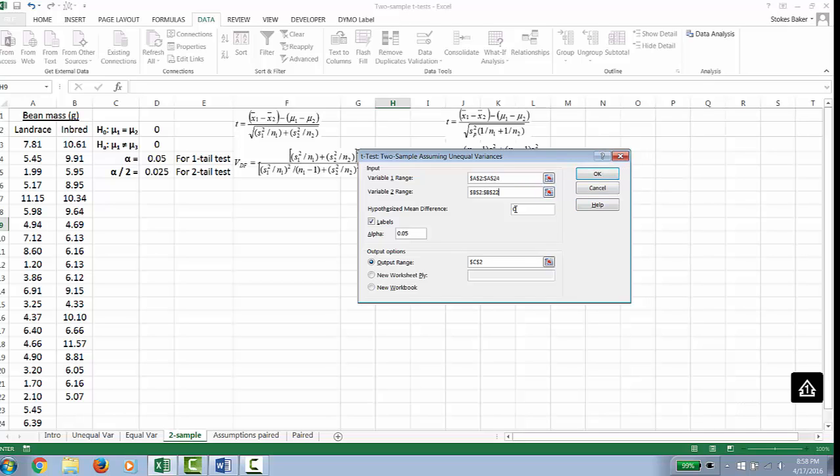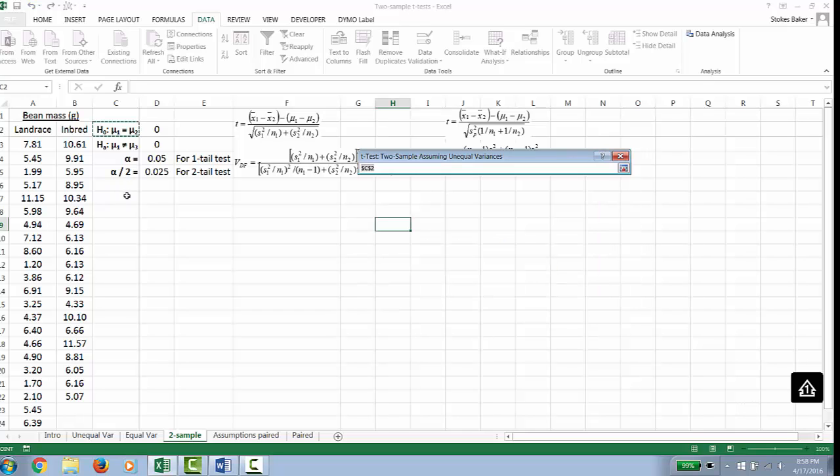The hypothesized mean difference is mu1 minus mu2, and that's going to equal 0. So if it's not already done, you put in 0. Click labels. You should always include the labels in your analysis. Set alpha at 5%, that is the default, and then you get to decide where you want the output. Let's put the output just under our null hypothesis.